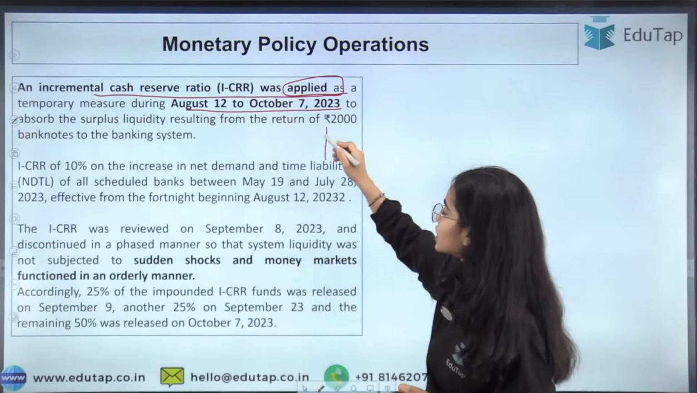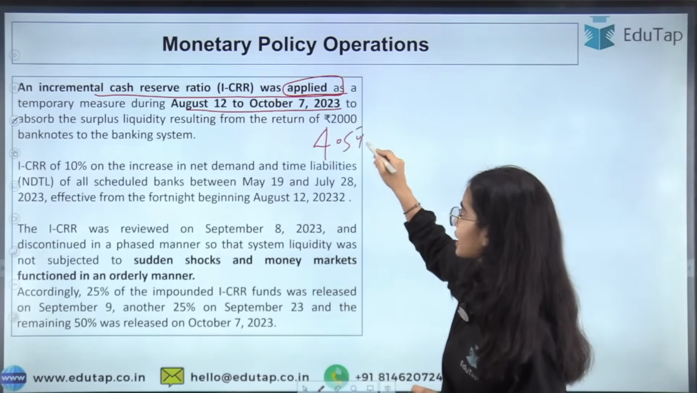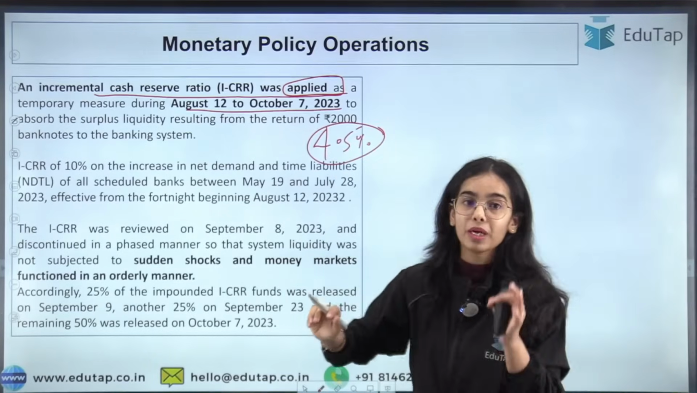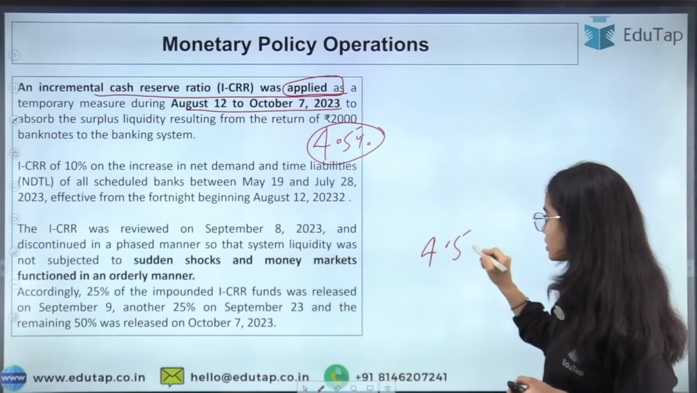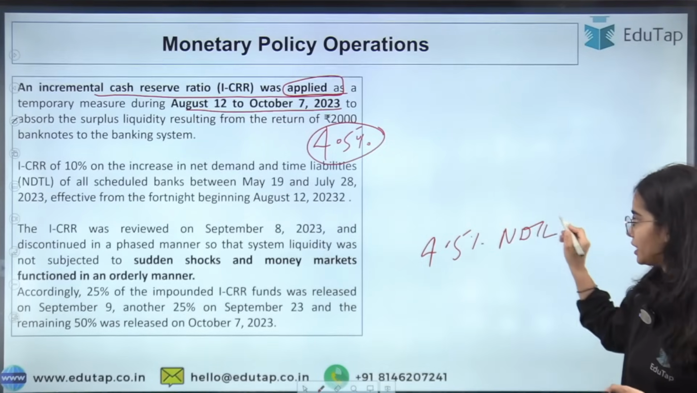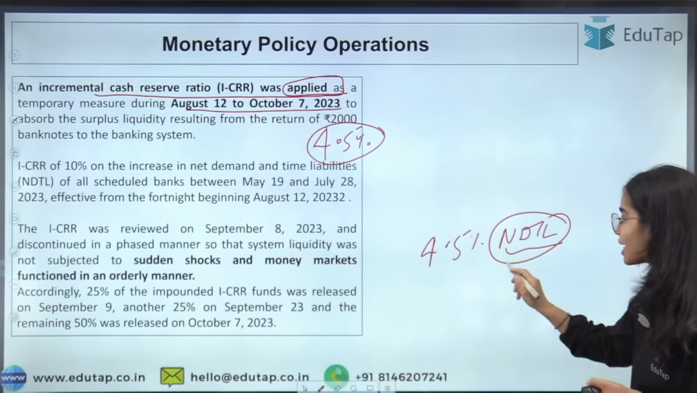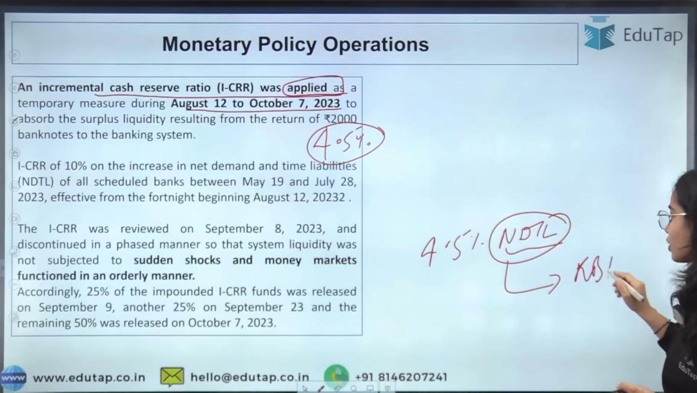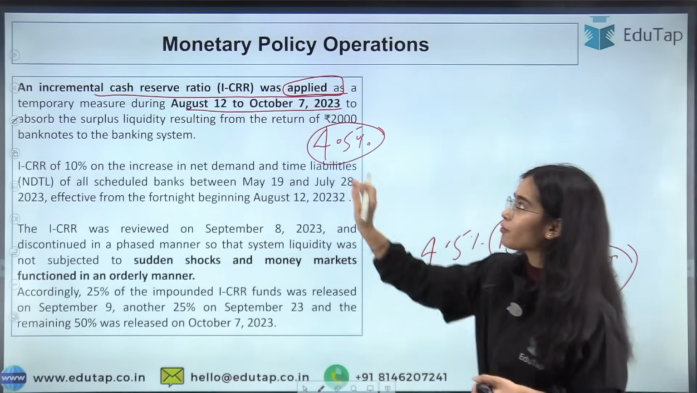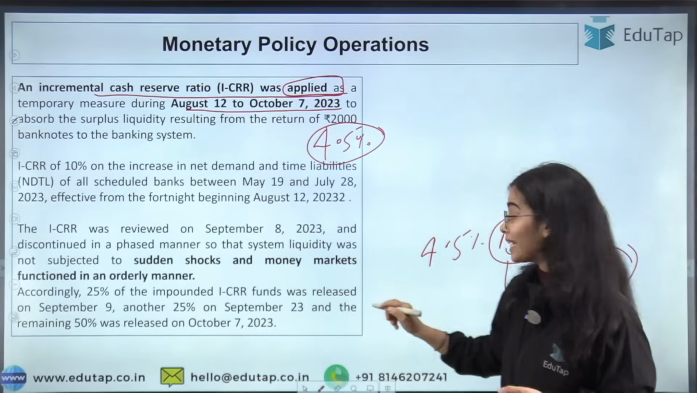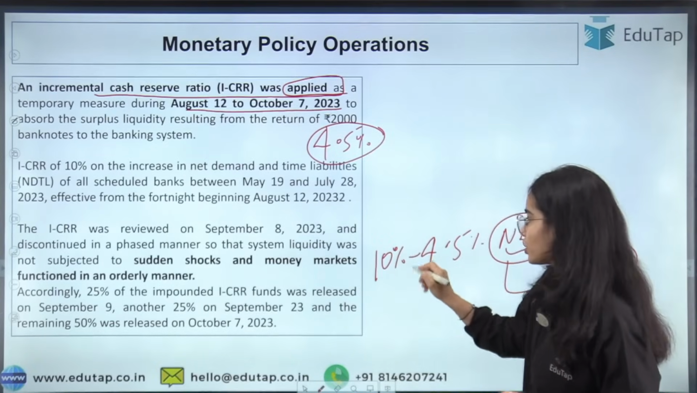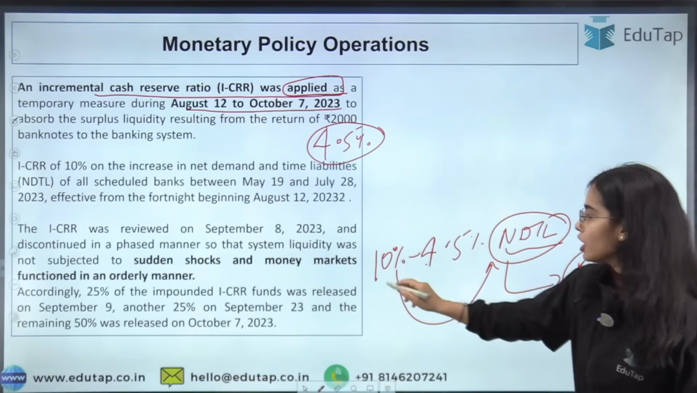See, the CRR is 4.5% in our country, that the banks have to keep 4.5% of their net demand and time liabilities, that is, their net demand and time deposits. 4.5% of this the banks have to keep with the Reserve Bank of India. Now RBI said that for this time period you have to maintain an extra 10% of your NDTL with the Reserve Bank of India.